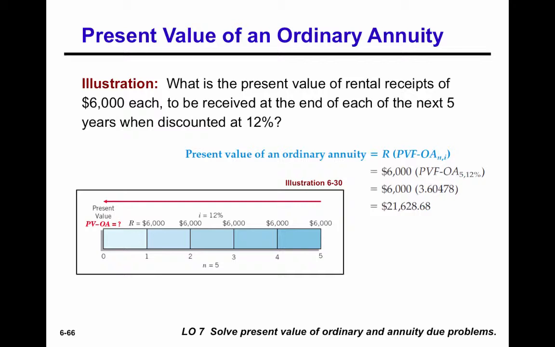We can use the formula. This actually just jumps right to the table amount. Looking at the 5-period line and the 12% column, this is annual compounding. We see a factor of 3.60478, and consequently the present value of that annuity is $21,629. Even though, again, notice the total amount that's being paid in is $30,000. We will always expect the present value to be less than the future value, whatever that may end up being.